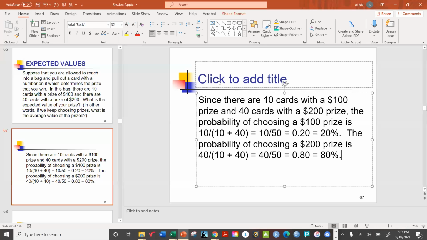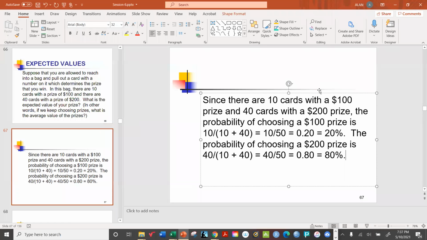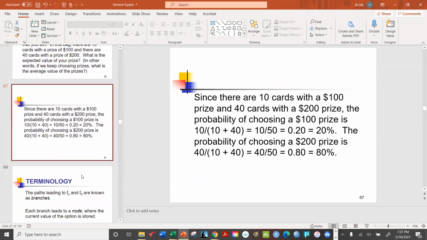Okay, so what we're going to do is calculate the expected value of this prize in the following way. We have to take into account the fact that the probability of getting a $100 prize is different than the probability of a $200 prize. In other words, we can't just add up $100 and $200 and divide by 2, because that's not going to give us the right answer. So here's what we have to do instead.